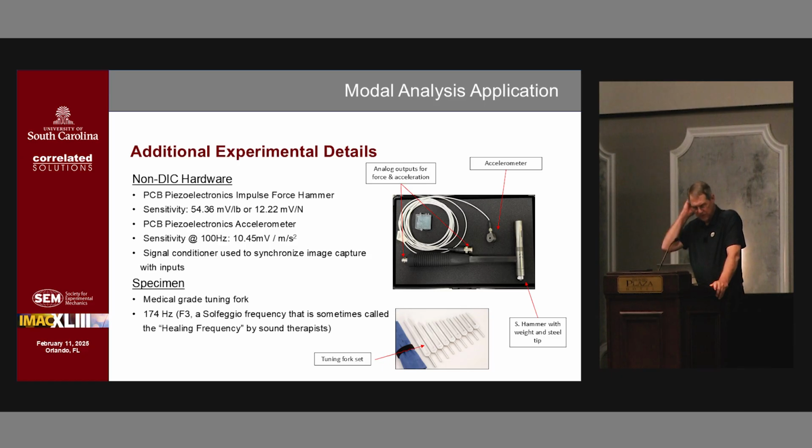The one we used in this case was called a medical grade tuning fork. 174 hertz was one of the lower frequencies that this one has. I'm not sure what healing frequency is. Maybe I may need to use that. I'm not sure. Anyway, you can see the hammer on the far right, accelerometer there.